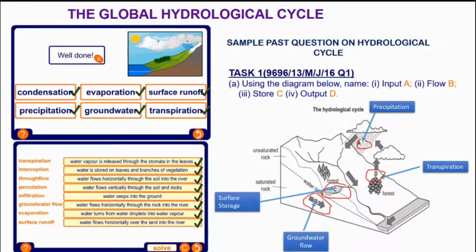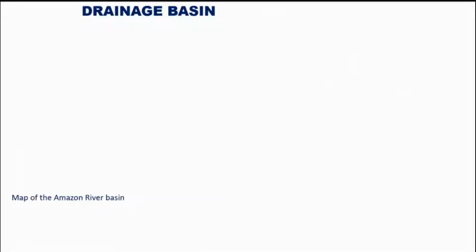Okay, so these are the answers. We have precipitation for A, transpiration for D, surface storage for C, and groundwater flow for B. Now that we are done with the hydrological cycle, I want us to discuss the drainage basin.